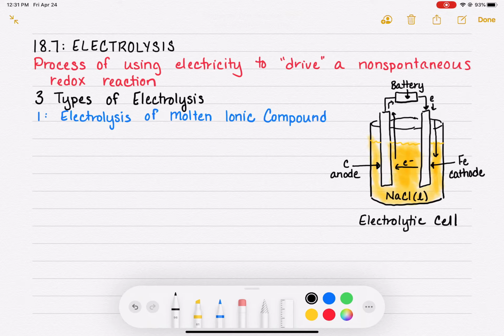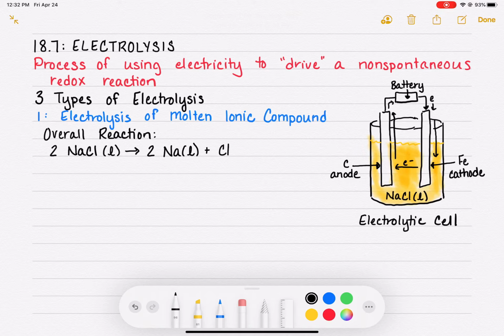For this particular electrolytic cell, the reaction that's taking place is the liquefied sodium chloride, 2 NaCl liquid, being converted into 2 sodium atoms, not ions, which are also going to be liquid because it's really hot, and a molecule of Cl2 gas. And this is the purpose behind doing this type of electrolysis.